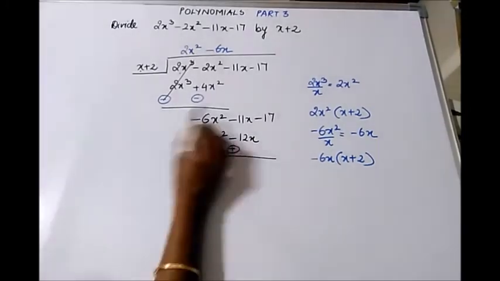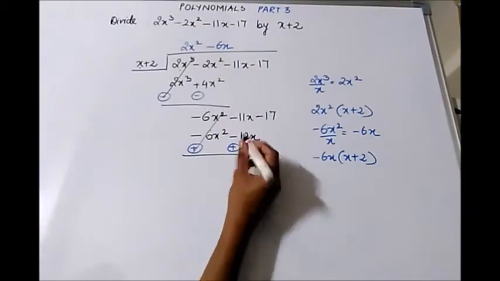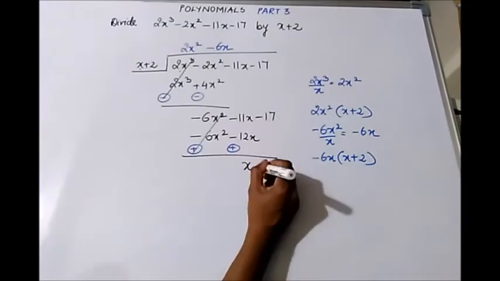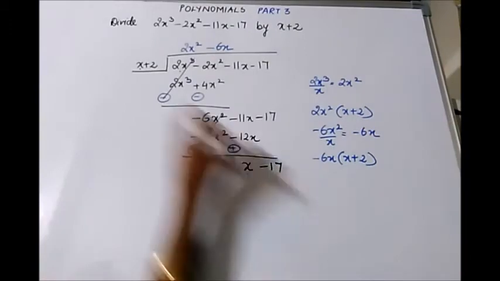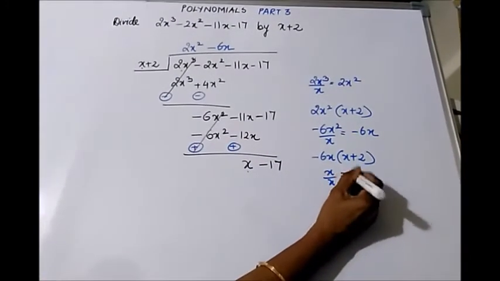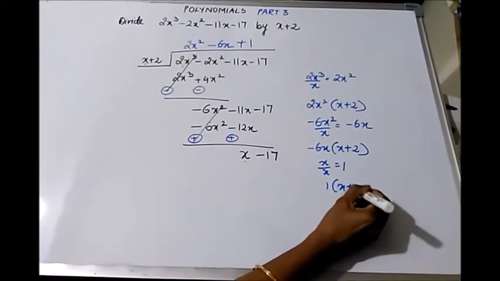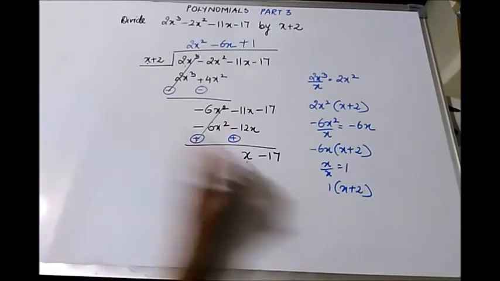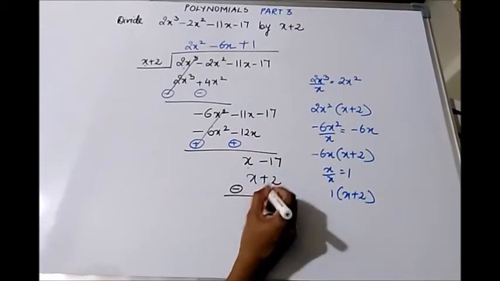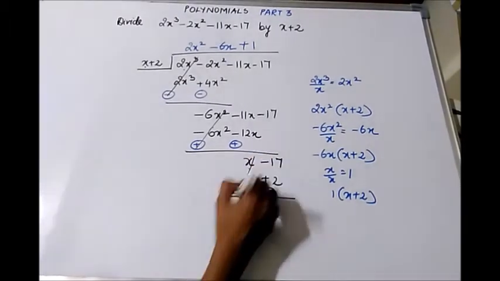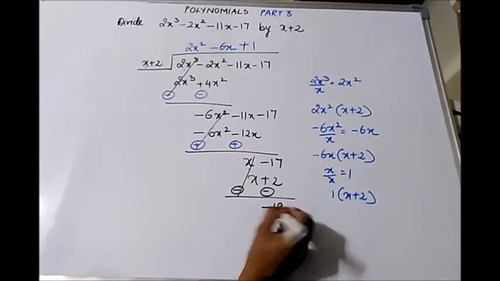Now minus 6x square plus 6x square will give us 0, that is this term will get cancelled. Minus 11x plus 12x will give us x and the remaining term is minus 17. Once again we repeat the same step. We take here x and x. x divided by x is equal to 1. We write here 1. We multiply 1 by the given divisor. 1 into x plus 2 will give us x plus 2. Then we go for subtraction, that is plus becomes minus, plus becomes minus. x minus x will get cancelled because it gives the answer 0. Minus 17 and minus 2 gives us minus 19.